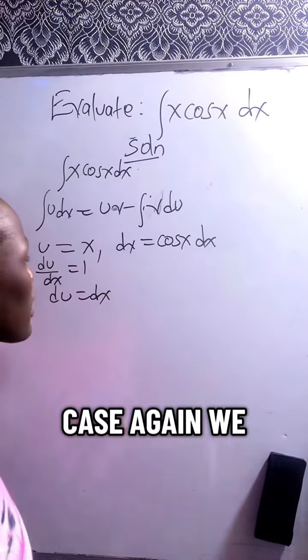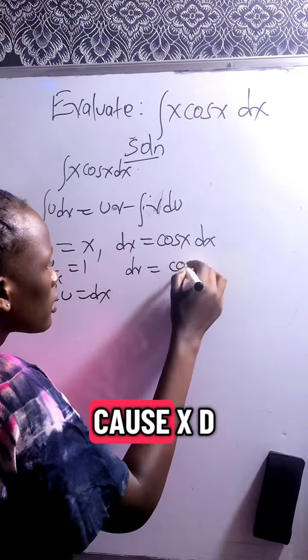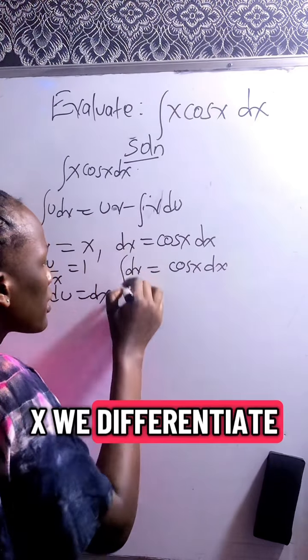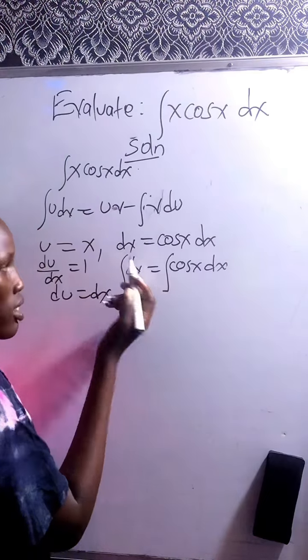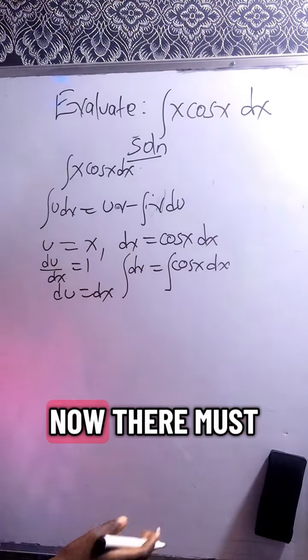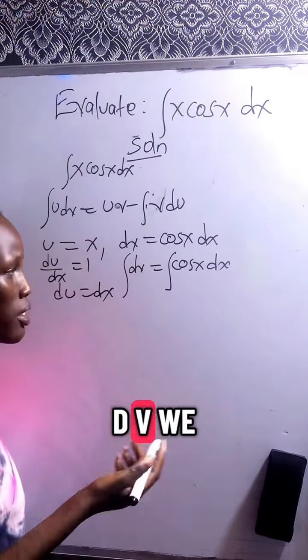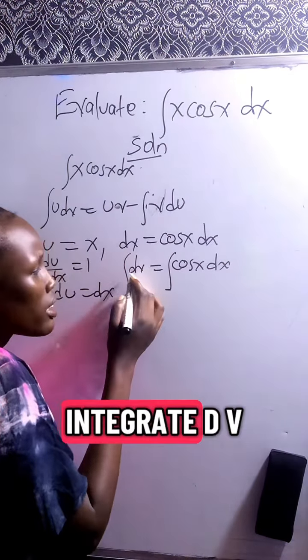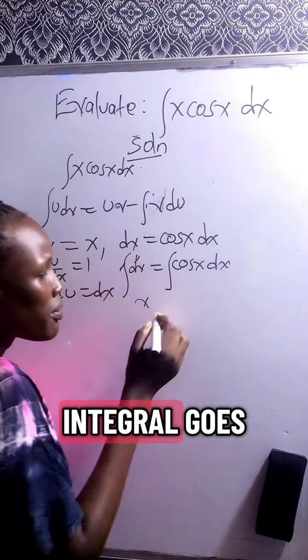Then du is equal to dx. And in this case, again, we need to integrate this. So dv is equal to cos x dx. We differentiate, we integrate, sorry. Whenever you see this dv, just know there must be integration somewhere. So this dv we need to integrate. When we integrate dv, we will get v.